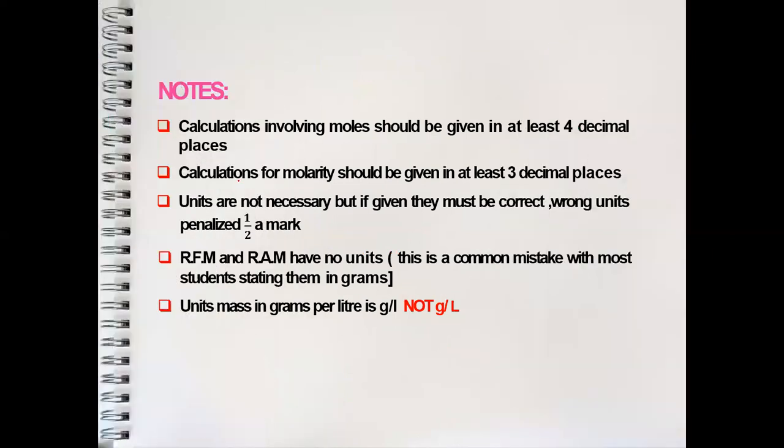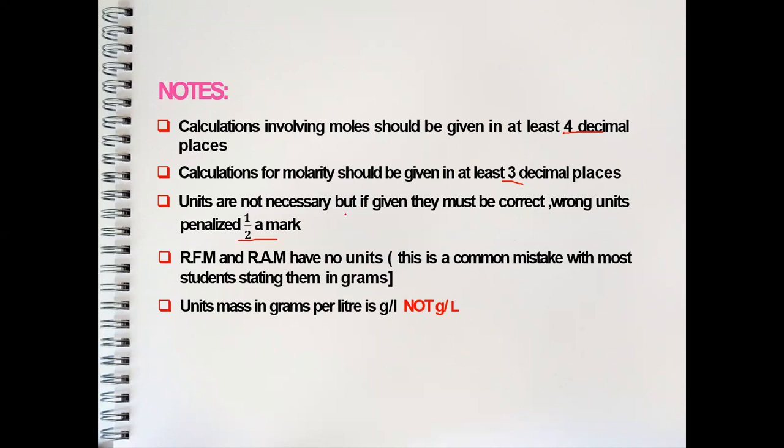So note, in calculations involving moles, answers should be given to at least 4 decimal places. So when you are calculating moles, ensure that your decimal places are not less than 4. Calculating molarity should be 3 decimal places. Units are not necessary, but if given, they must be correct. Wrong units are penalized a half.